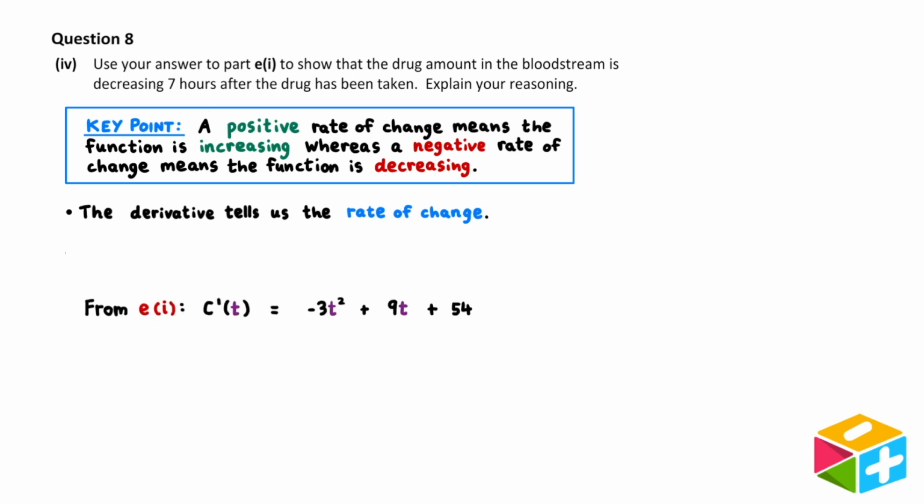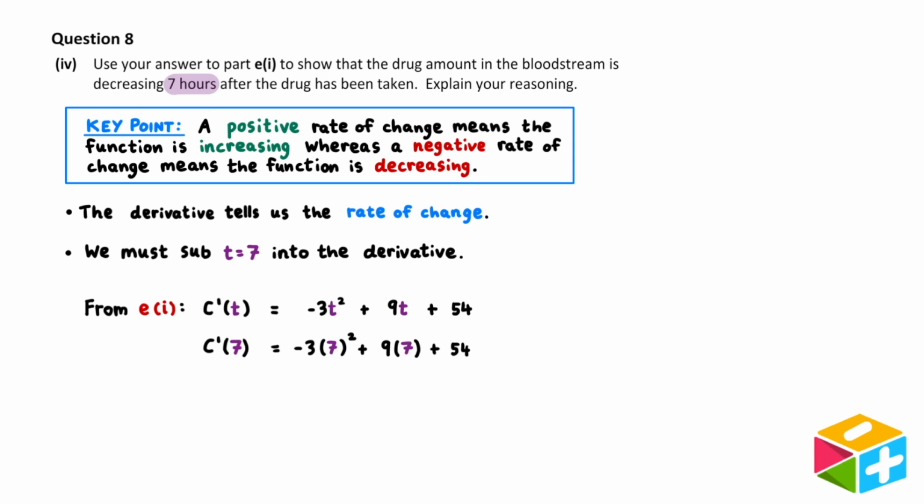Well, we've seen before that our derivative tells us the rate of change. And in part E I, we found our derivative. C dash of t is equal to minus 3t squared plus 9t plus 54. We are asked to consider a timing of 7 hours after the drug is taken. To find the rate of change at this time, all we have to do is sub in t equal to 7 into our derivative.